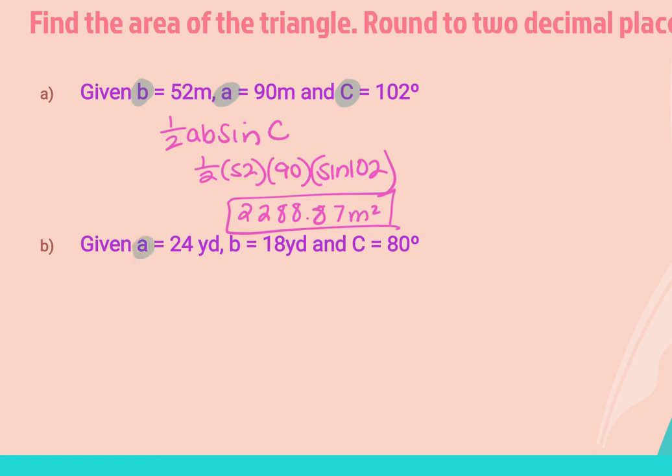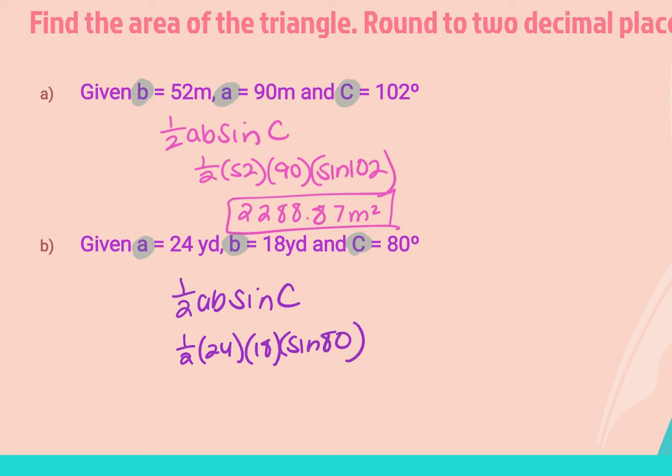B gives you A, B, and angle C again. So this is 1/2 A B sine of angle C. 1/2 times 24 times 18 times the sine of 80 degrees. And then type it in: 0.5 times 24 times 18 times the sine of 80 is 212.72 yards squared.